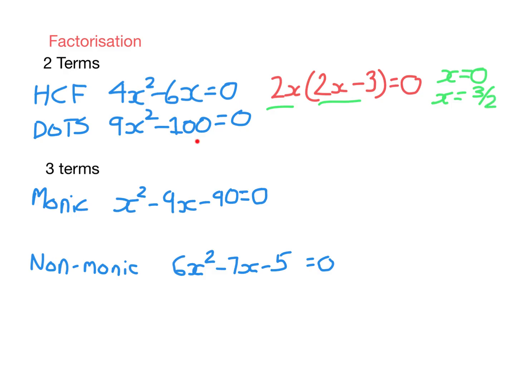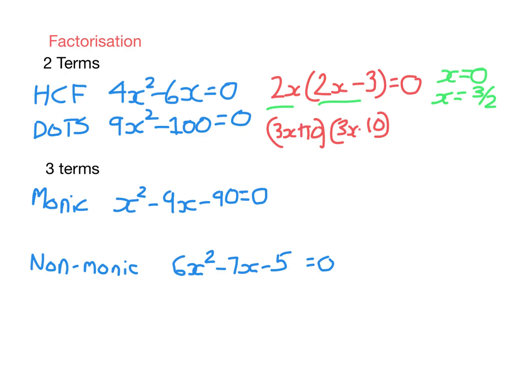If I try and solve this one, it still has two terms, but there are no common factors between the first and second term. When that happens, try the difference of two squares. Difference means minus. If you have a perfect square minus a perfect square, you can factorize it by setting up two brackets. You square root the first, so the square root of 9x squared. You square root the second, so the square root of 100 is 10.